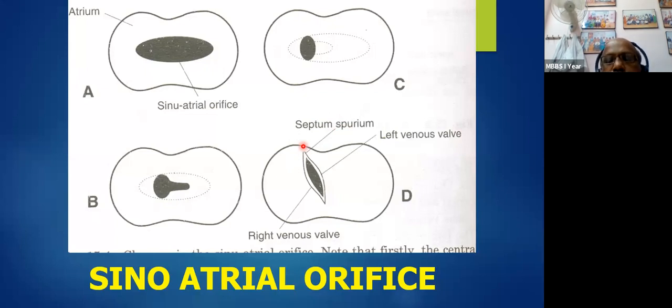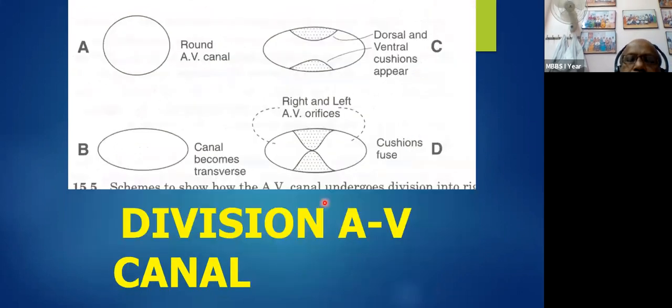So what does septum spurium mean? The vertically oriented sinoatrial orifice is guarded by venous valves. Right side, right venous valve; left side, left venous valve. Both are connected together to form the septum spurium. The septum spurium will be attached to the roof of the common atrial chamber. So that is your septum spurium. Later on, we will see what happens to this right and left venous valve.